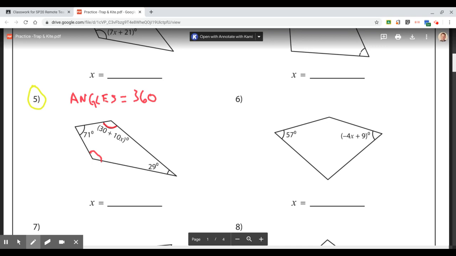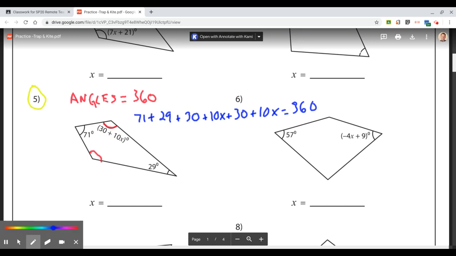So let's do the setup. Okay, so you're going to get 71 plus 29 plus 30 plus 10x plus 30 plus 10x equals 360. Let's add like terms to make this look prettier. All right, and we get 160 plus 20x equals 360. All right, now let's solve for x.